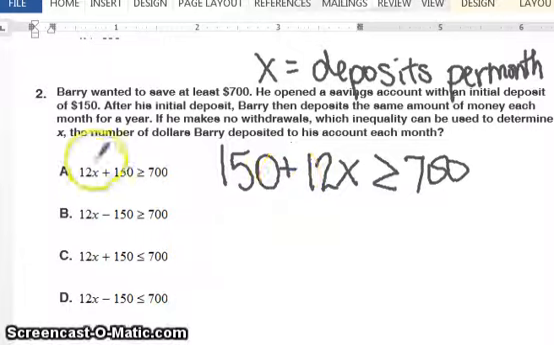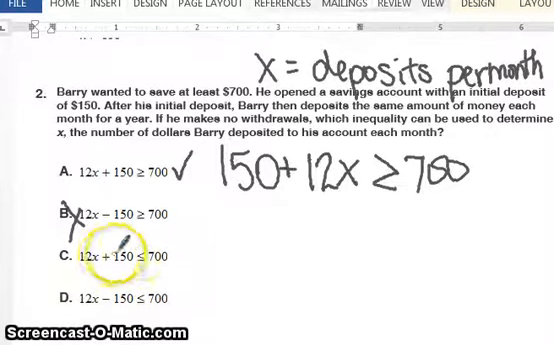So looking over here, I have 12x plus 150 bigger than 700. That looks to match up pretty good. This says 12x minus 150. That's saying he deposited this amount of money and then withdrew $150. That's not what happened. He deposited that $150. So B is incorrect.